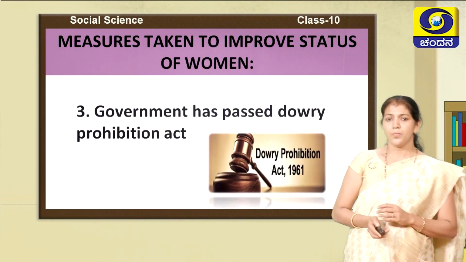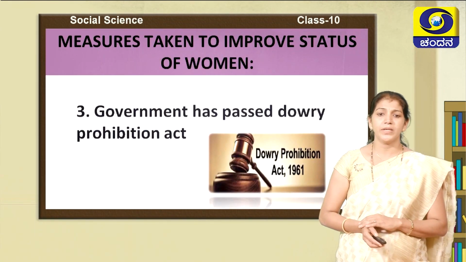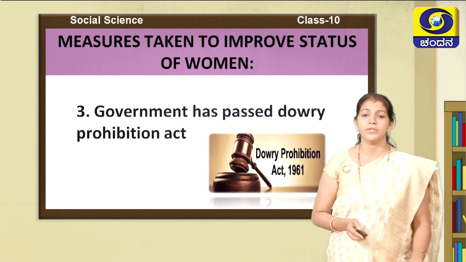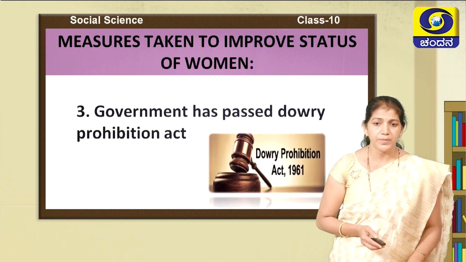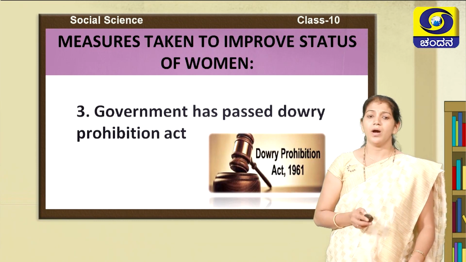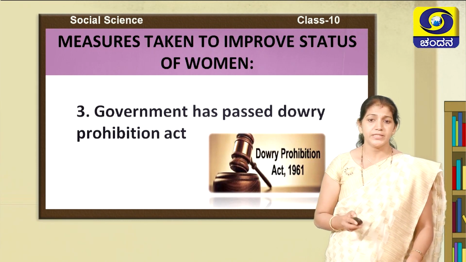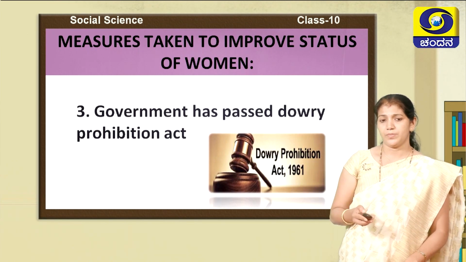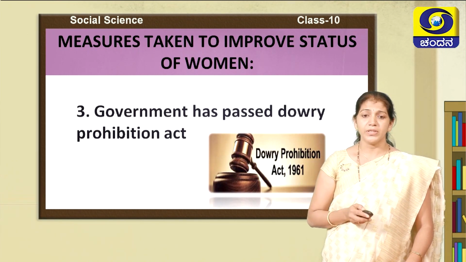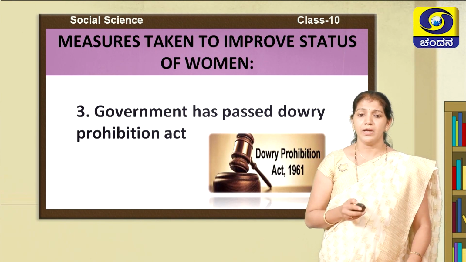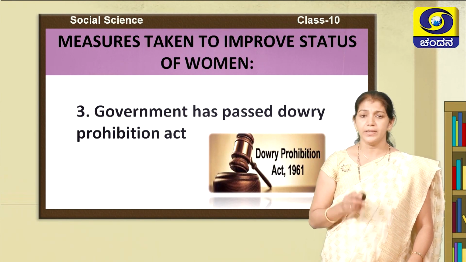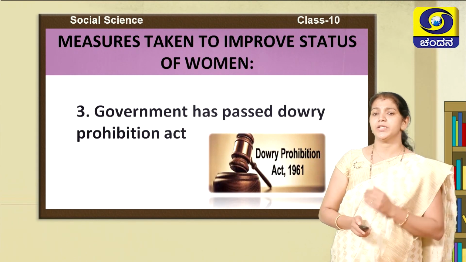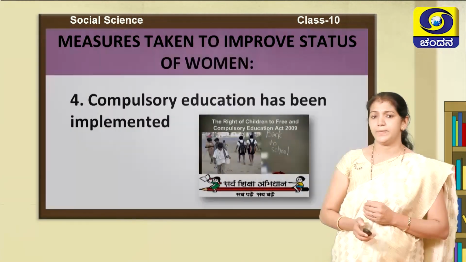The next important measure is that the government passed the Dowry Prohibition Act. In 1961, the Dowry Prohibition Act was implemented by the government, and any persons participating in dowry are punished by the government. So, the government implemented the Dowry Act to protect girls from exploitation in society and improve the status of women in society.